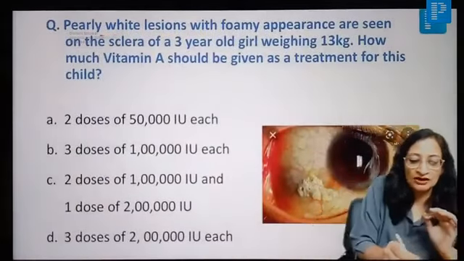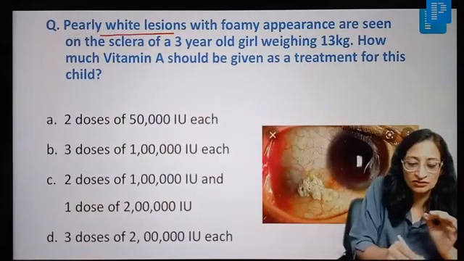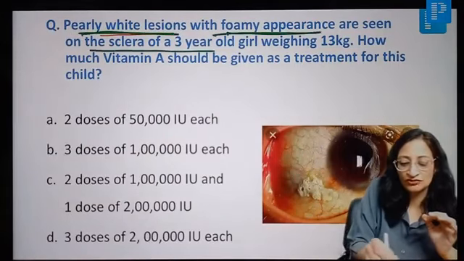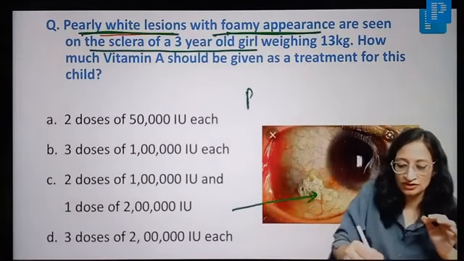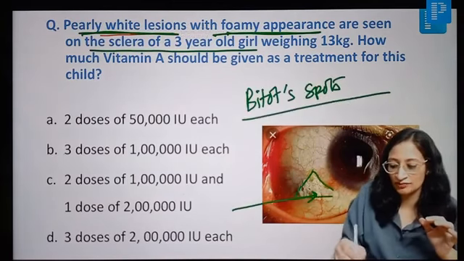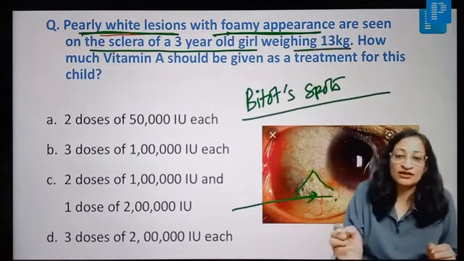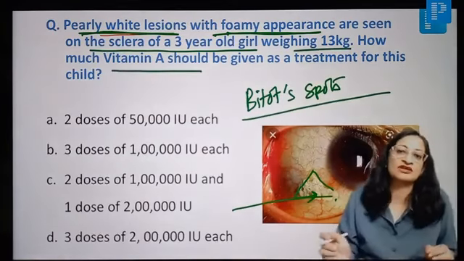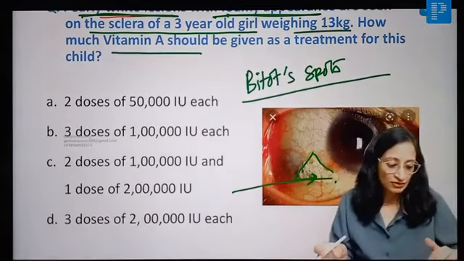Now, pearly white lesions. So you have pearly white lesions with foamy appearance seen on the sclera of a 3-year-old girl. You can see what is the lesion here. So these are Bitot spots, triangular lesions on the sclera that you can see. Pearly white. Okay. So these are Bitot spots in a 3-year-old girl weighing 13 kgs. How much vitamin A should be given as treatment? So vitamin A dose is also very important.